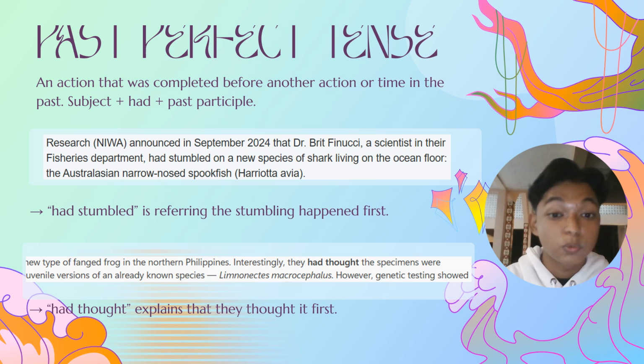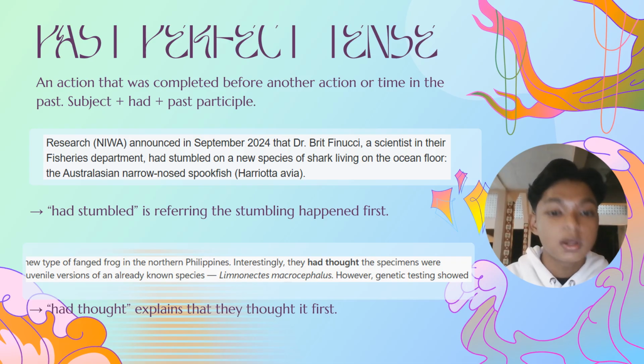So now we move to the past perfect tense. This one is a bit trickier. We use it to show the order of two past events. It describes the action that happened first. The structure is subject plus had plus past participle.